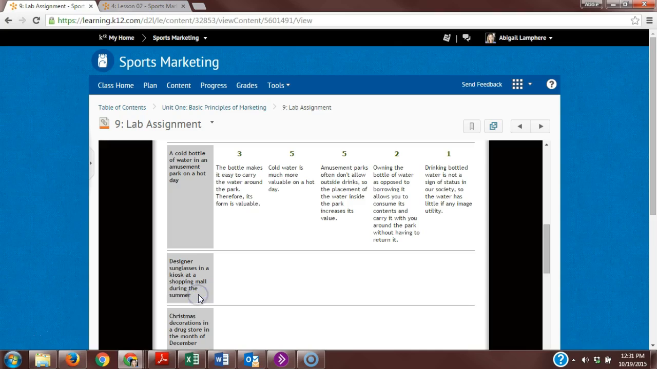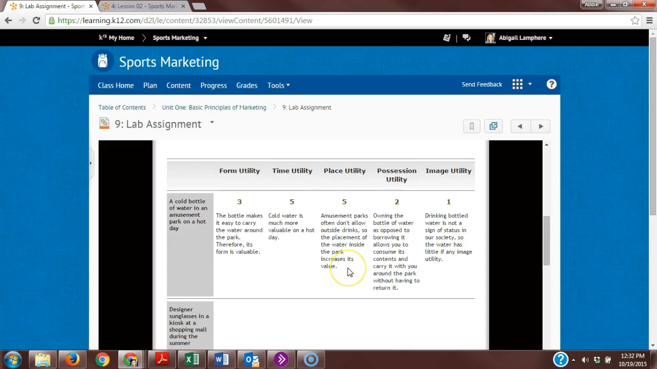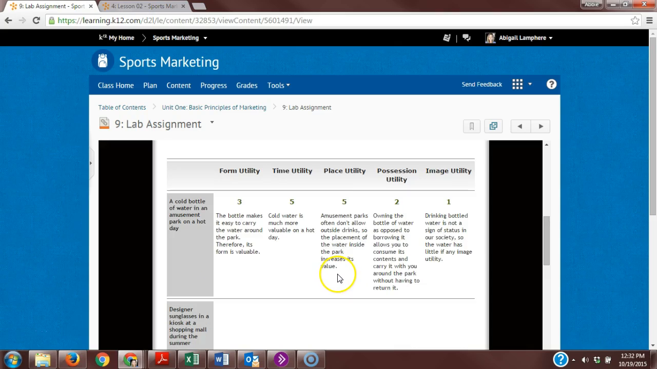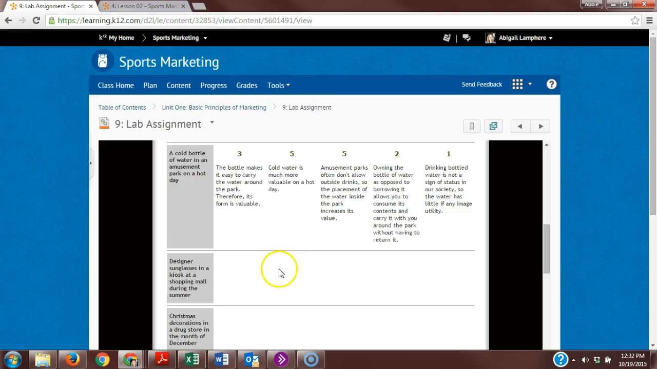Time utility for designer sunglasses, and keep in mind this is pointing out they're available during the summer. People prefer to wear sunglasses in the summer, obviously. The sun's brighter, so that would make the glasses a little more valuable there. Place utility, in a kiosk in the mall. Kiosks are really convenient places to shop in malls, so the place of retail might increase the value of that item. I'm just giving you some more examples with these products.